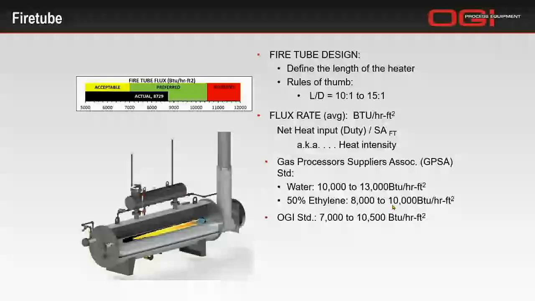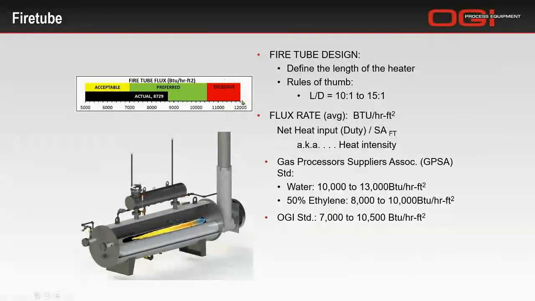OGI standard would be between 7,000 and 10,500. And the reason for that range is we may be using a propylene glycol. So really you're between 7,000 and 9,000, 9,500. And then you could use 40-60 glycol to water ratio. So then you can go a little higher on your flux rate. And we consider this area to be excessive, where you're going to start to really degrade the glycol.